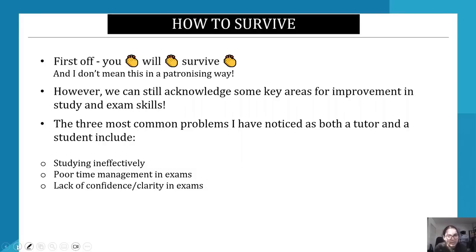Secondly, poor time management in exams. This is, again, probably both as a tutor and a student, actually. I was definitely writing overtime. I'd always go a bit over time, so I definitely had to work a lot on that as a student. What's really important when it comes to time management is that obviously you want to get everything in, but remember, quality over quantity.